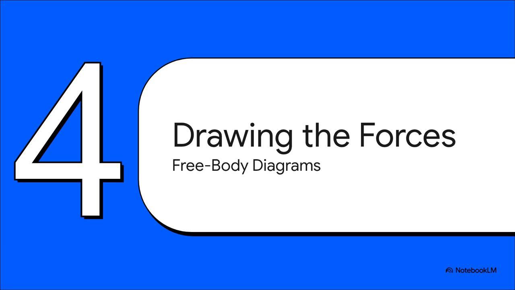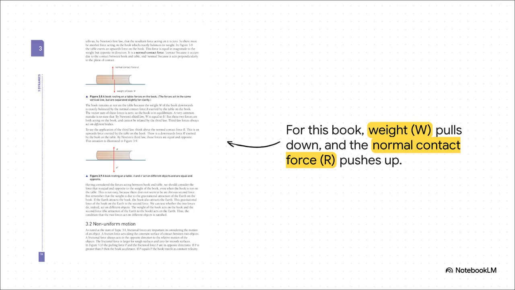Okay, so how do physicists actually picture all this stuff? Well, they have this really awesome tool for visualizing these battles between forces. It's called a free body diagram, and it's easier than it sounds. Let's see how it works. The whole idea is pretty simple. You just draw the object, and then you draw an arrow for every single force that's acting on it. And here's the trick. Longer arrows mean stronger forces. So for this book, just sitting on a table, the downward pull of its weight is perfectly balanced by the upward push from the table.